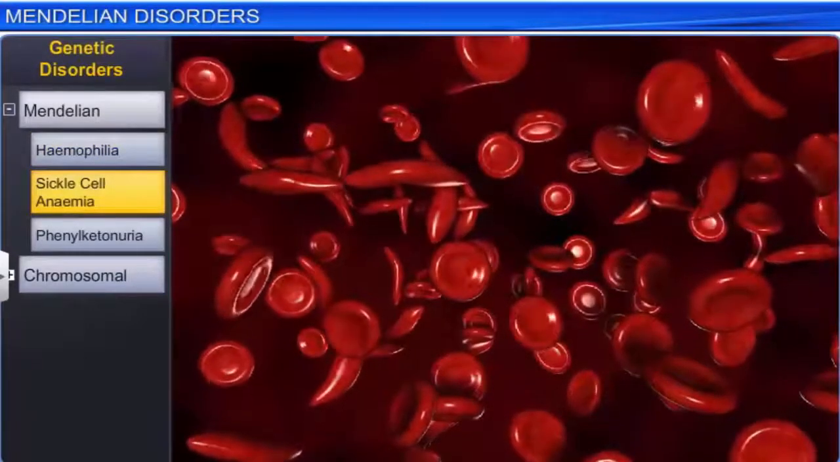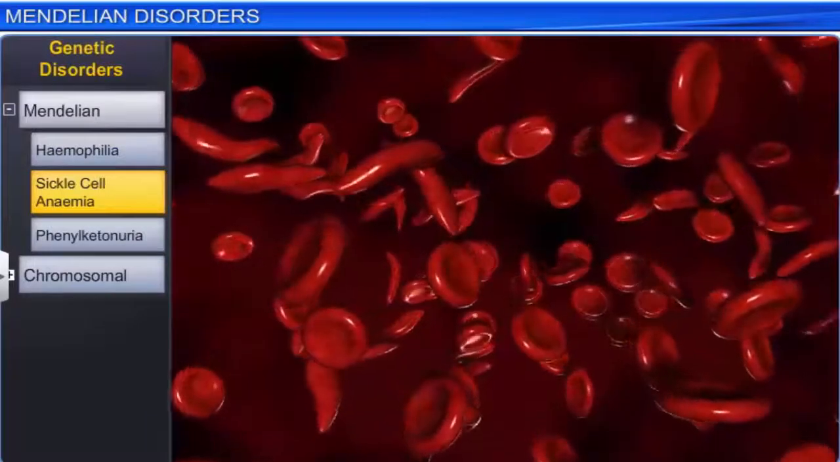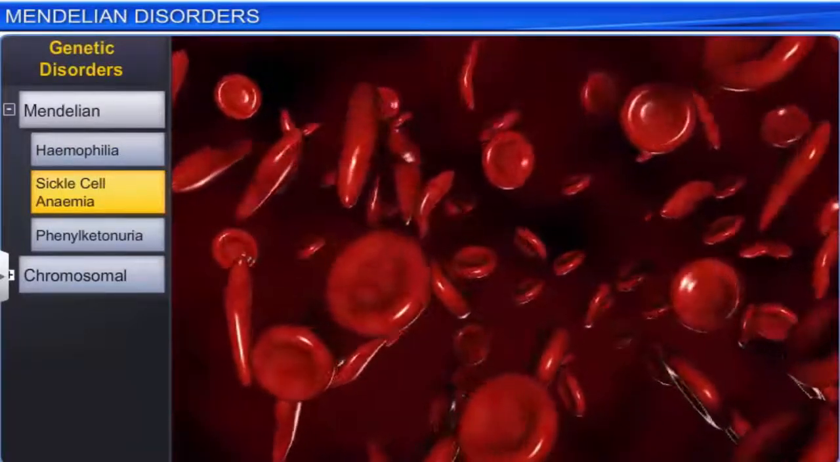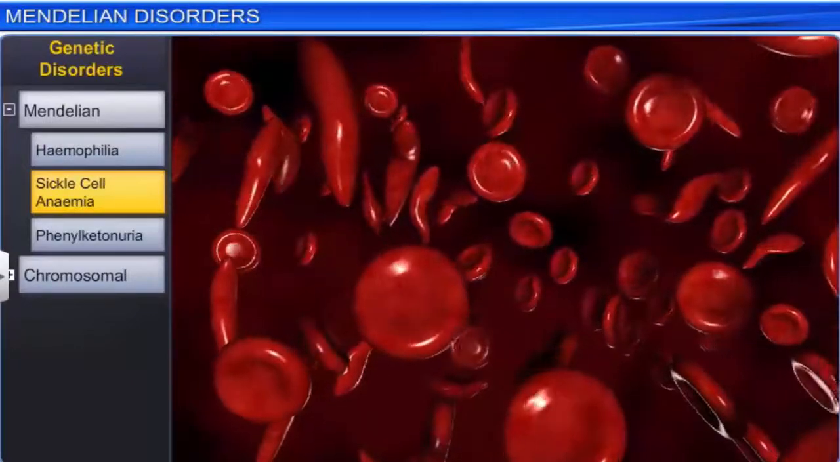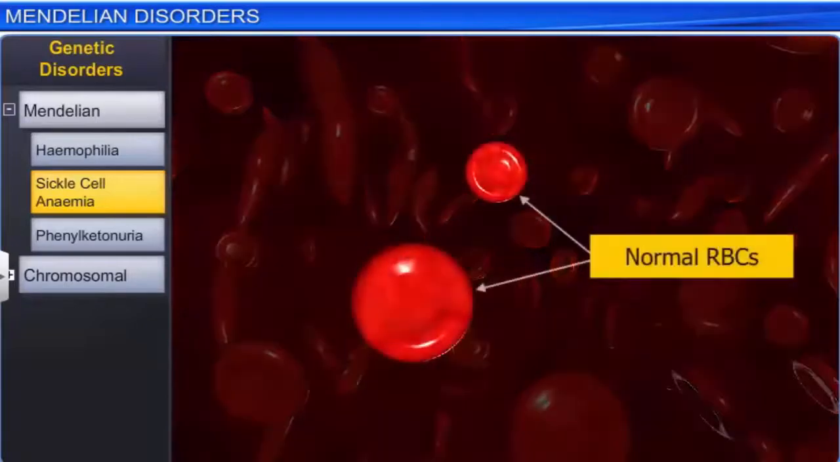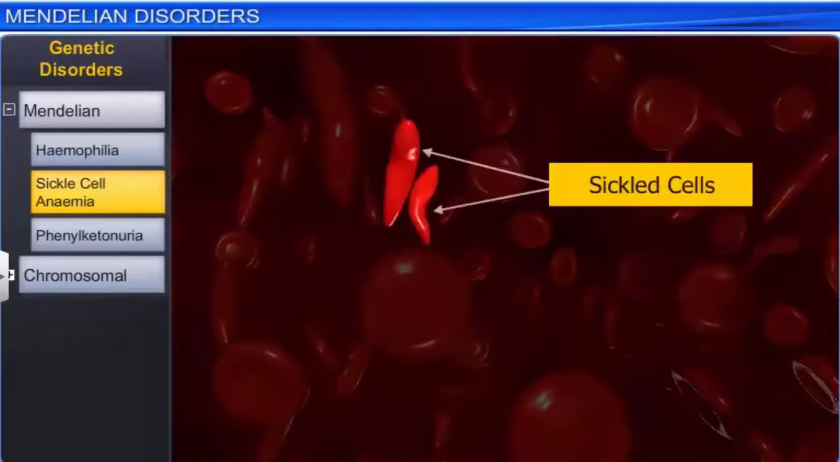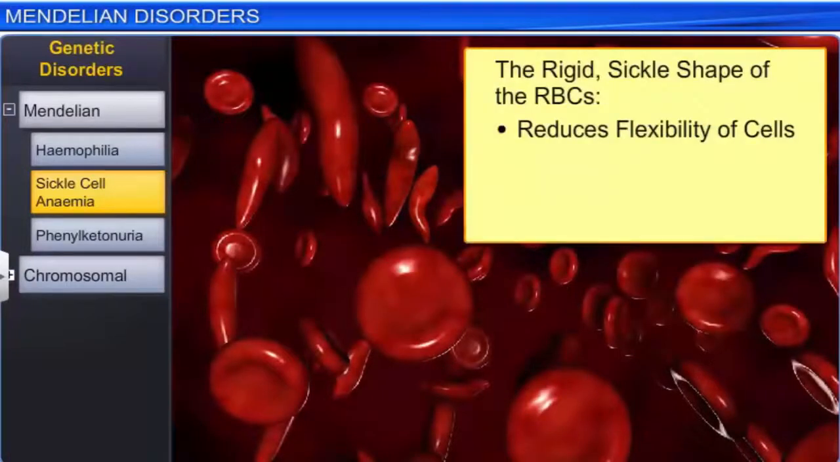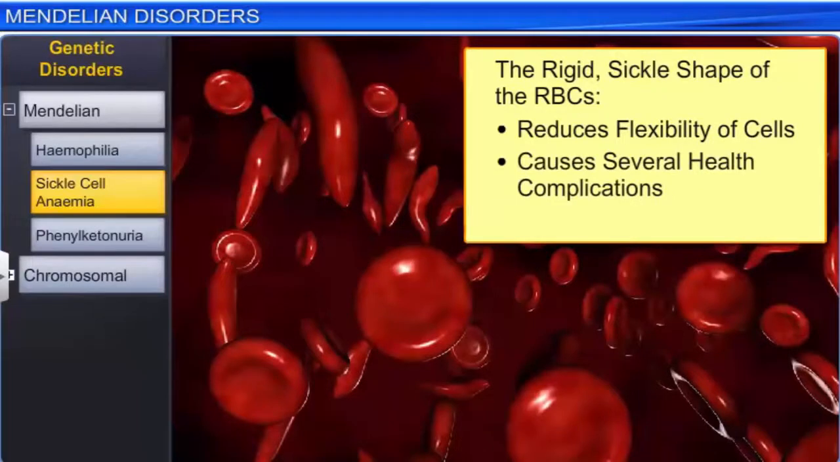Another widely studied Mendelian disorder is sickle cell anemia, which affects red blood cells or RBCs. It is a lifelong disorder where the RBCs turn into a rigid sickle shape, which reduces their flexibility, thereby leading to several health complications. This disorder also reduces the life expectancy of the affected individual.